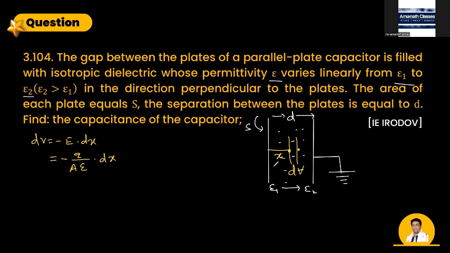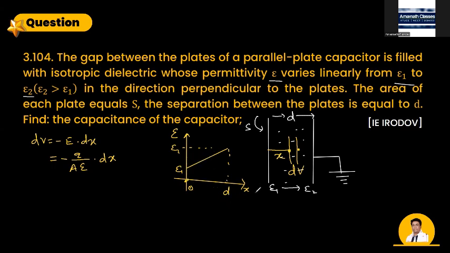Remember, this epsilon is varying at different points. How it varies is also given in the question. Say this is epsilon, and it varies like a straight line, because they say uniformly. So as you go on increasing along x, it goes on increasing from epsilon 1 to epsilon 2, and this is d. When you go to d, the epsilon is epsilon 2, and when you are at 0, it is epsilon 1. So you can say that this is a straight line only.